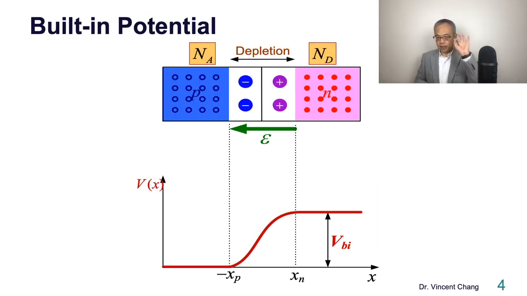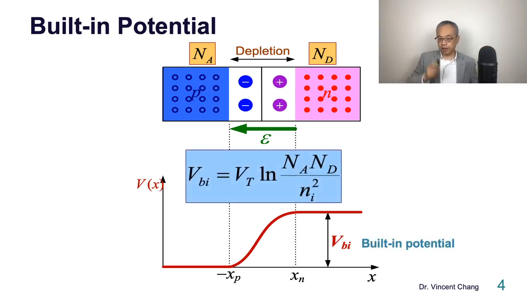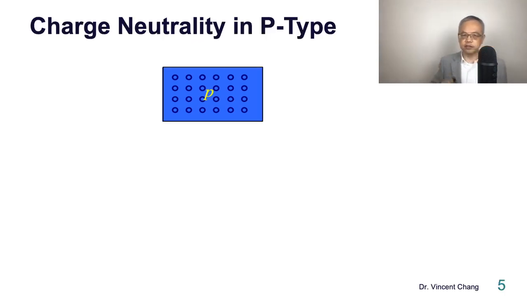And then the concept of built-in potential. Under the thermal equilibrium condition, there's a potential difference across the junction. The electrostatic potential difference across the junction is called the built-in potential, and it is determined by what? By the thermal voltage times the natural log of the acceptor atom concentration times the donor atom concentration divided by the intrinsic carrier concentration squared.